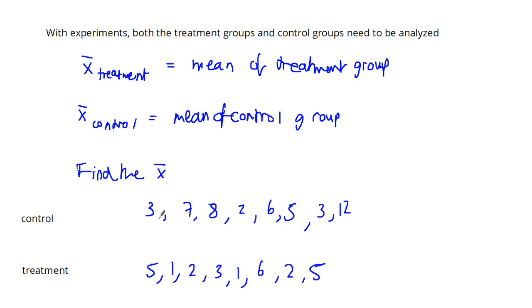So it's obvious, right? Just 3 plus 7 plus 8 plus 2 plus 6 plus 5 plus 3 plus 12 divided by 8. That's 10, so 20, 33, no, 31, 34, and 46. So 46 over 8 is 5.75. That is the mean of this group. However, for this treatment group, we have 5, 1, 2, 3, 1, 6, 2, 5. Divide that by 8, that's 25 over 8, which becomes 3.125.